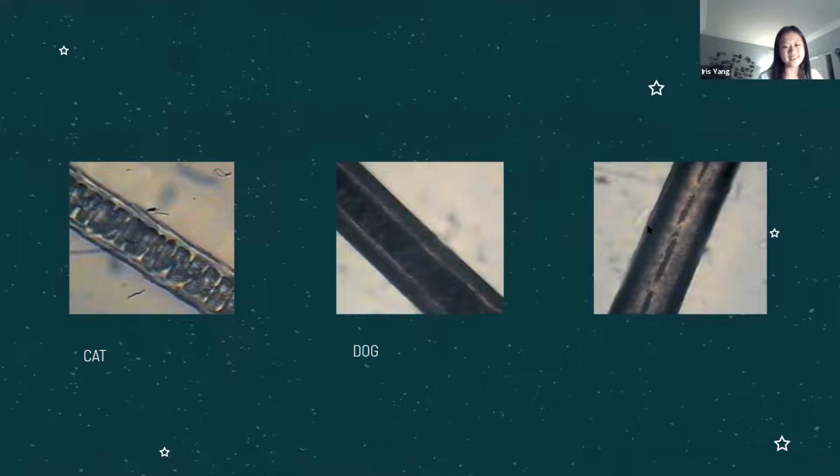Oh no, you saw it already, but the last one is human hair. See, you can see the super broken medulla, and it's very segmented. So next time, if you have a chance to look at a microscope and you have a pet at home, it'd definitely be really cool to look at these different hairs and see how they're different under the microscope.